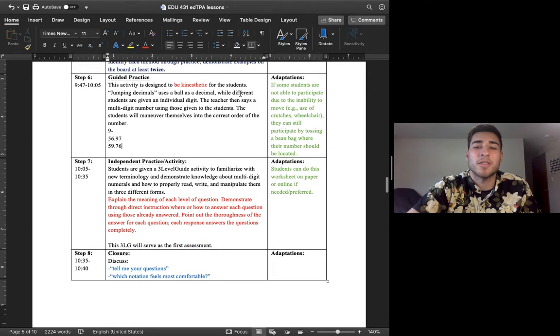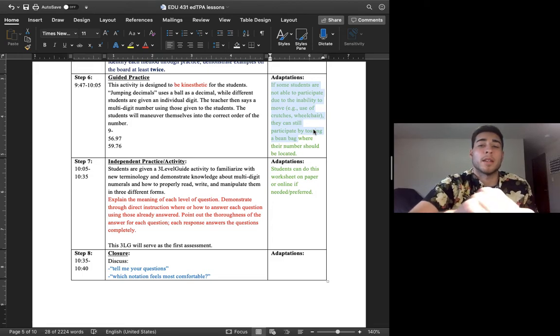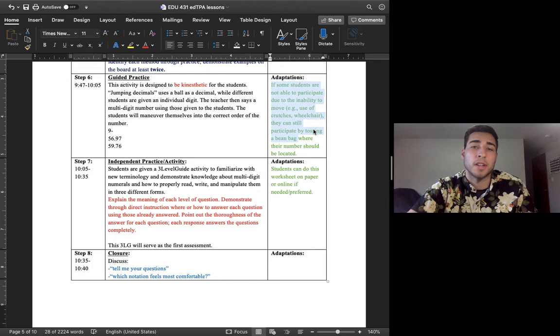Okay, and for students who can't really move around because they have an inability, then they can just use something like a bean bag where they can toss their place, their value, the number that they represent, into that decimal place. Rather than having to get up and move around, it still keeps them engaged and understanding of where numbers should line up according to the decimal place values.